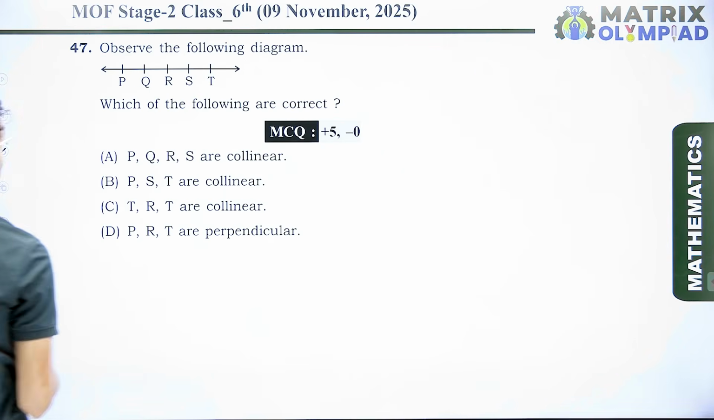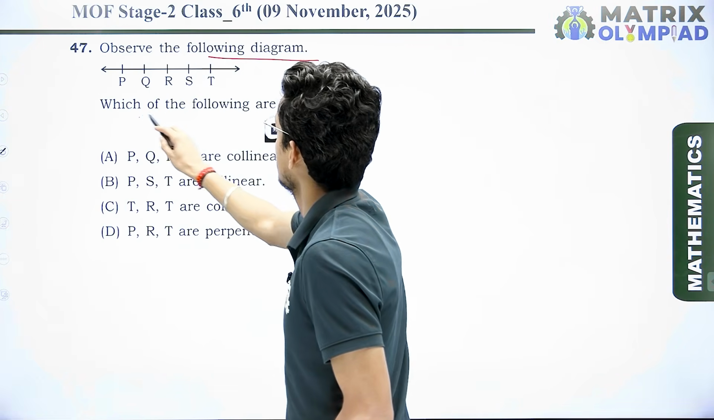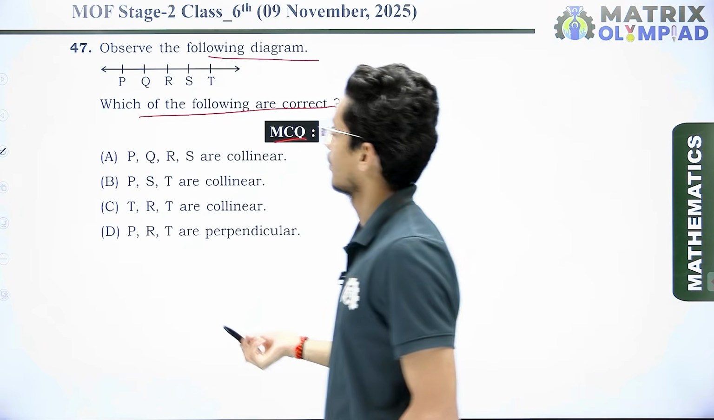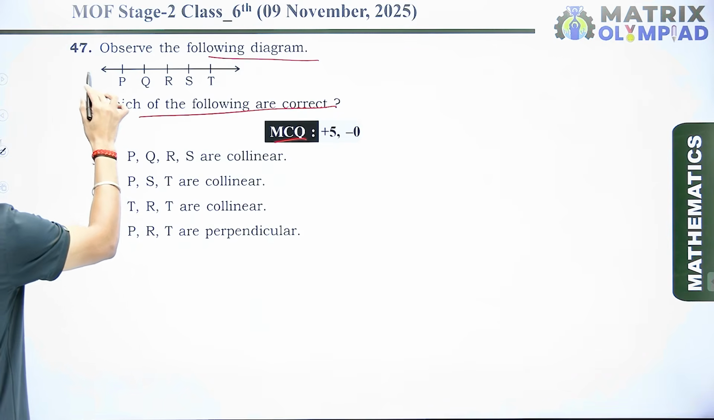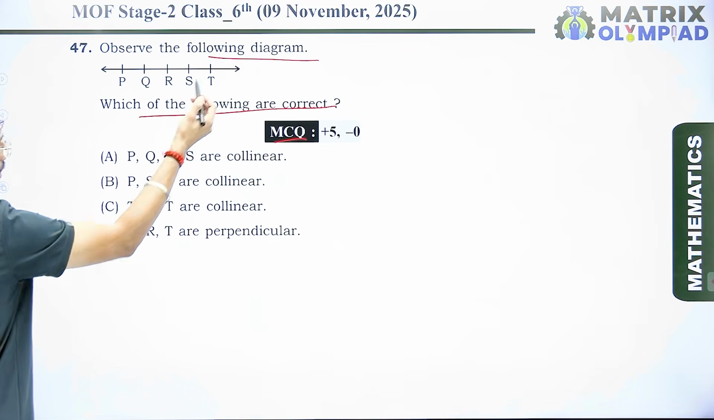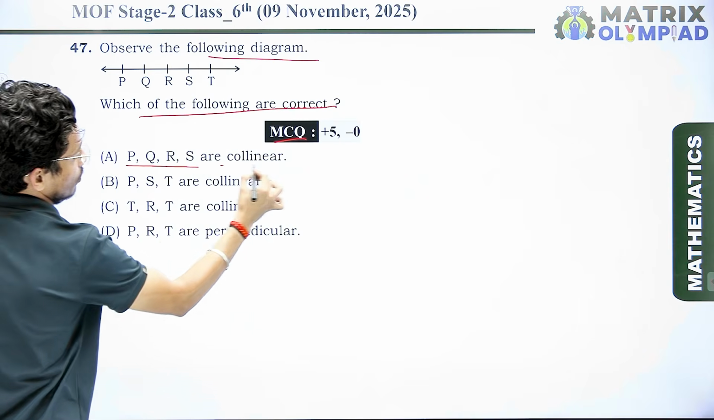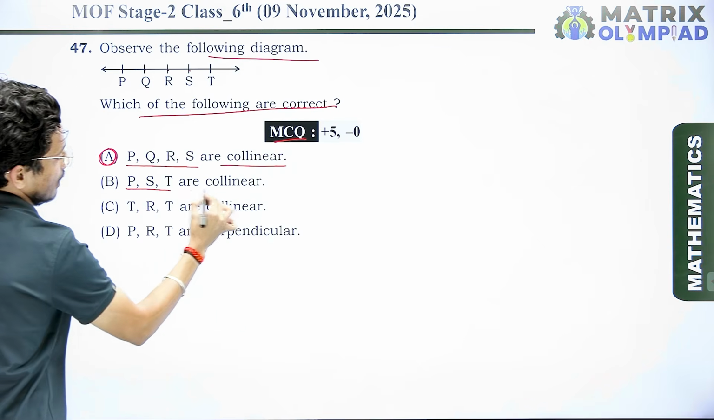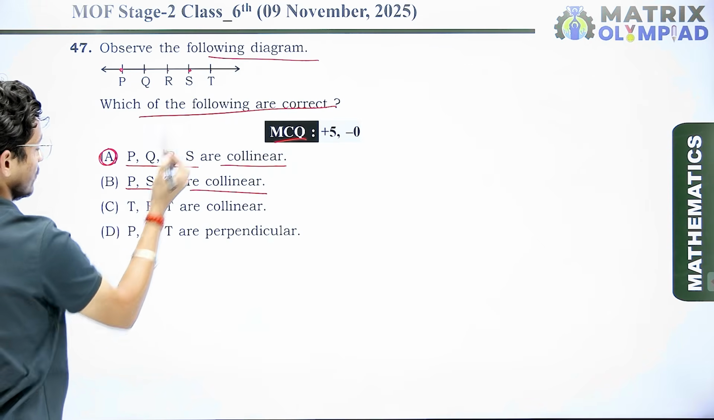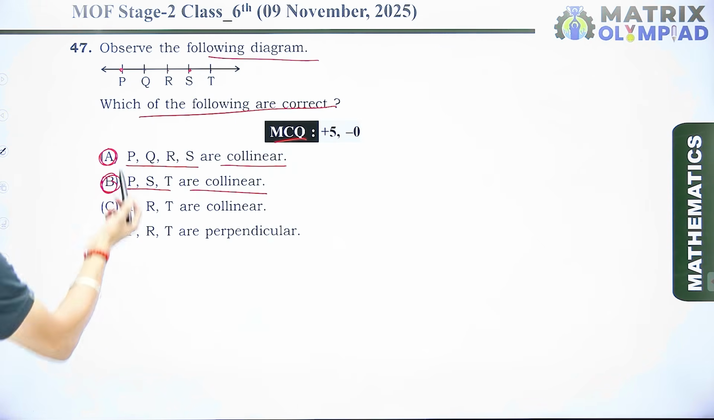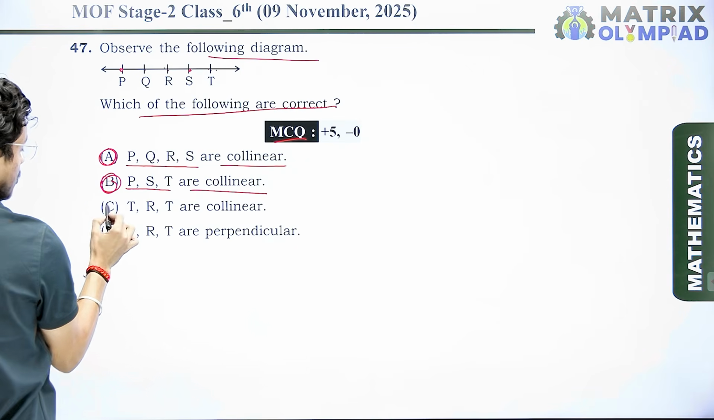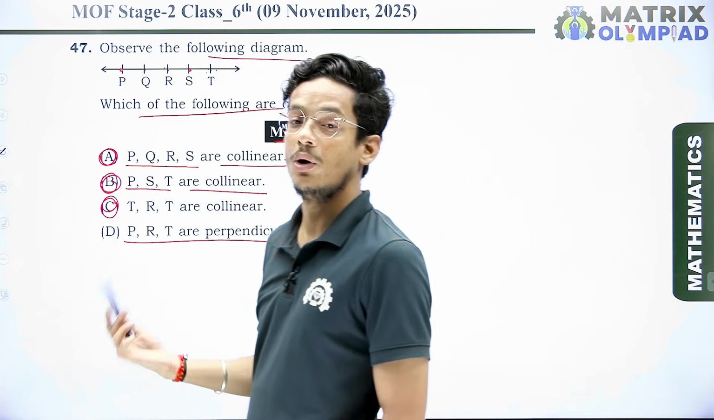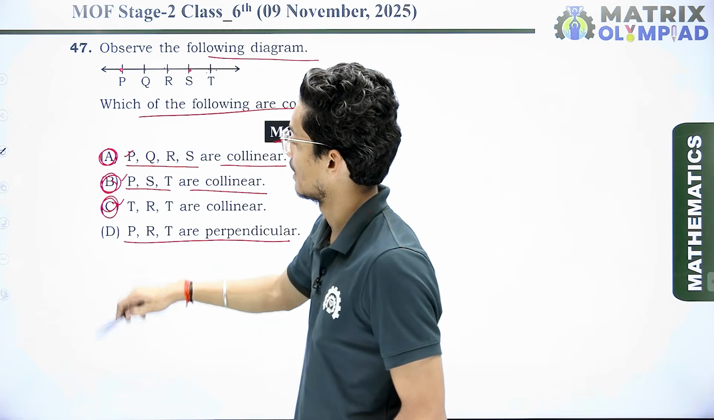Now the next question: observe the following diagram. Which of the following statements are correct? Here we have a multiple correct question, so more than 2 answers should be correct. We have a line, and P, Q, R, S, T are the points. P, Q, R, S are collinear. Yes, this one is correct. Next, P, S, T are collinear. Yes, this one is also collinear. Q, R, T are collinear. Yes, this one is also collinear. P, R, T are perpendicular? No, P, R, T is also collinear points. So here options A, B, and C are correct.